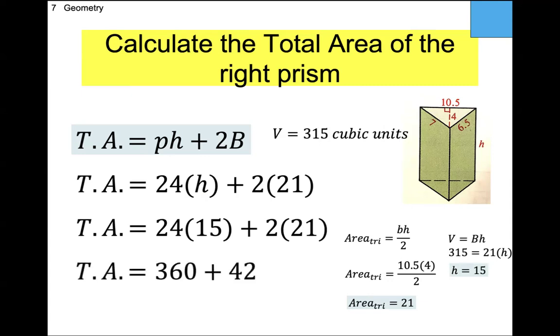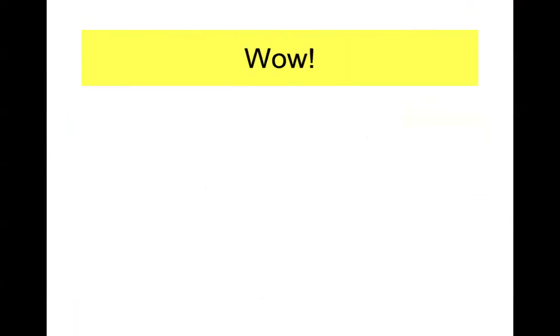Quick calculation right there, that would be 402. And we're doing total area, so don't mix it up with cubic units. So square units. Notice there are no units there. All right, so that was slightly more challenging, but if you take your time, you can logic your way through that particular problem.